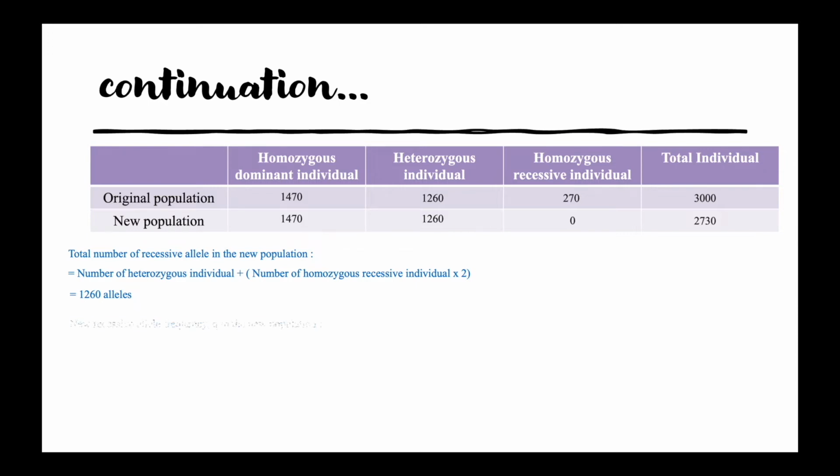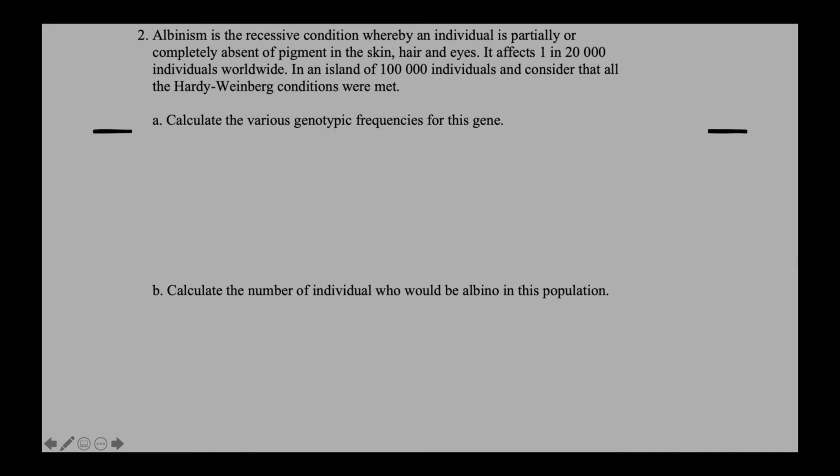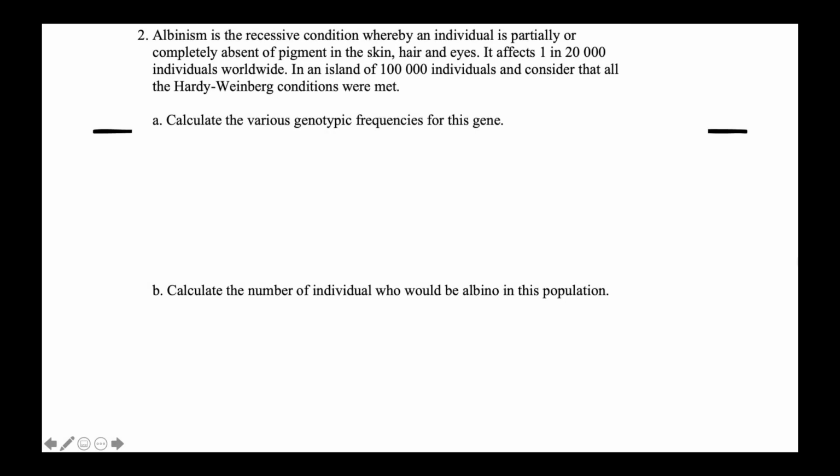From here, we can find the new recessive allele frequency Q for the new population. We simply divide the total number of recessive alleles in the new population by the total number of alleles in the new population. In this case, 1,260 divided by 5,460, giving the value of 0.2308.